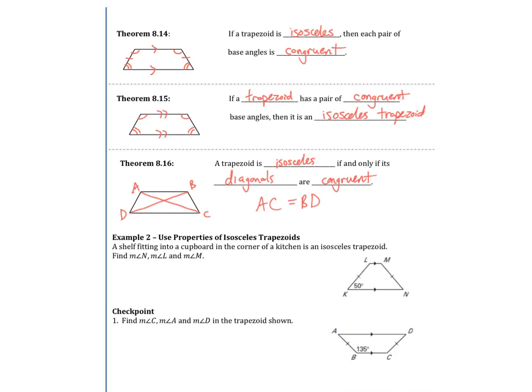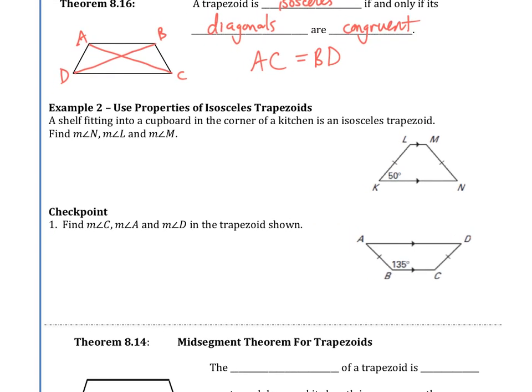So in example 2, it says a shelf fitting into a cupboard in the corner of a kitchen is an isosceles trapezoid. So this is the shelf that's going to go in the corner of your kitchen. Find the measure of angle N and measure of angle L and the measure of angle M. So we know that it's isosceles. So if it's an isosceles trapezoid because the legs are the same, that means the base angles have to be congruent. So that means the measure of angle N is equal to 50 degrees.